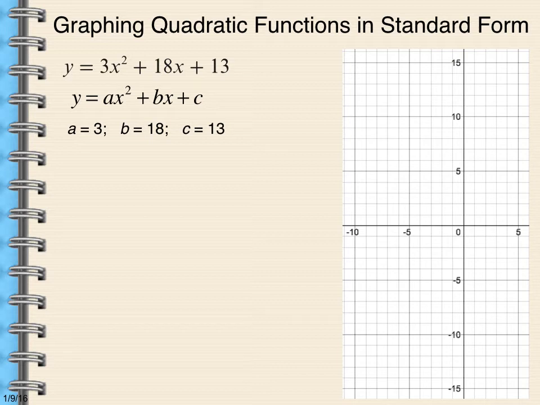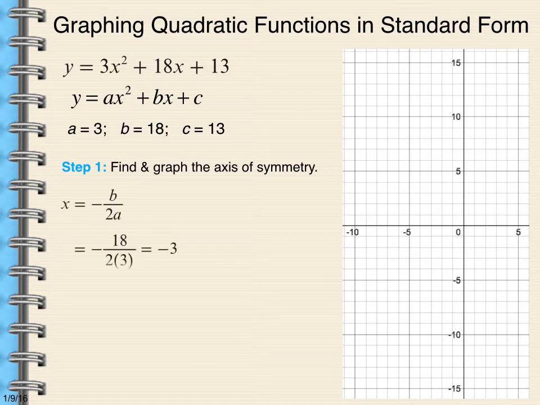I know that this curve is concave up. I know that it's 3 times as steep as the parent function, so I'm expecting it a little bit more narrow. And step 1 is to find and graph the axis of symmetry using the equation x equals negative b over 2a. So the opposite of b over 2a, the opposite of 18 over 2 times 3, that's the opposite of 18 divided by 6, or negative 3. That's my axis of symmetry, which I've just graphed.